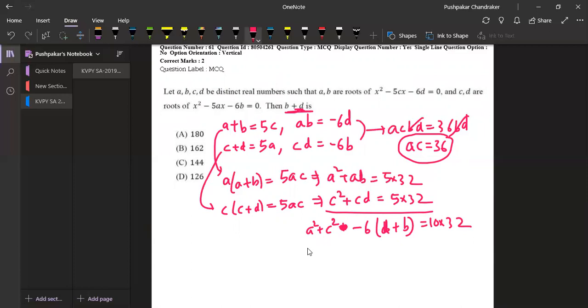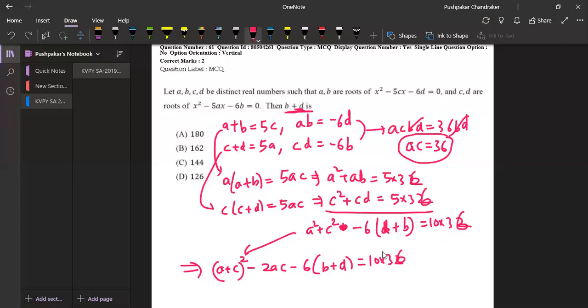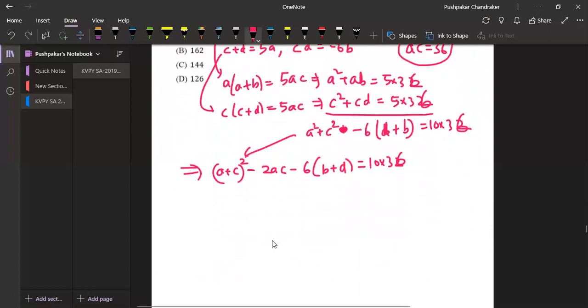Now A square plus C square can be further simplified: A plus C whole square minus 2AC minus 6 times B plus D equals 10 times 32. This 2AC is again 2 times 32. Sorry, I had a mistake here. Everywhere 36 is there, not 32. So you get here. Now A plus C also you have to find.